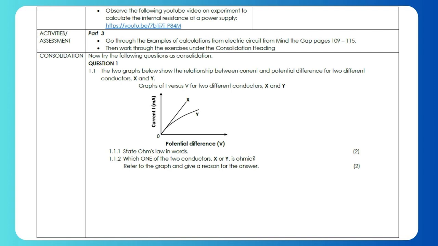Question 1. 1.1 The two graphs below show the relationship between current and potential difference for two different conductors, X and Y. Graphs of I versus V for two different conductors, X and Y. 1.1.1 State Ohm's law in words. 1.1.2 Which one of the two conductors, X or Y, is ohmic? Refer to the graph and give a reason for the answer.